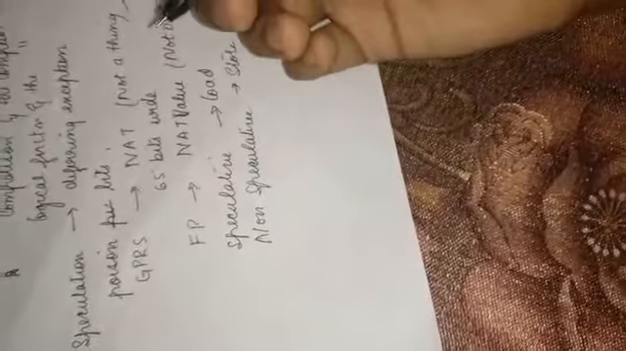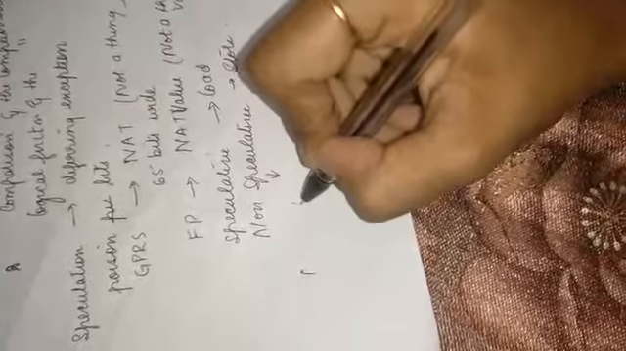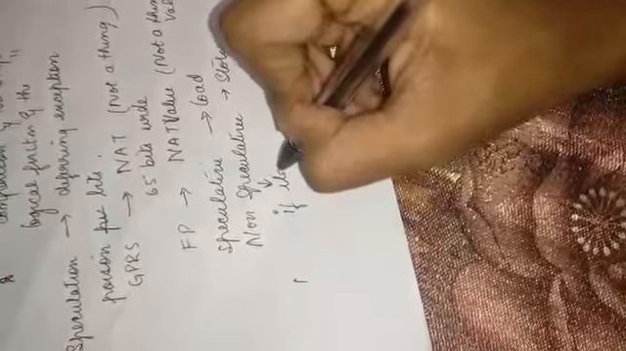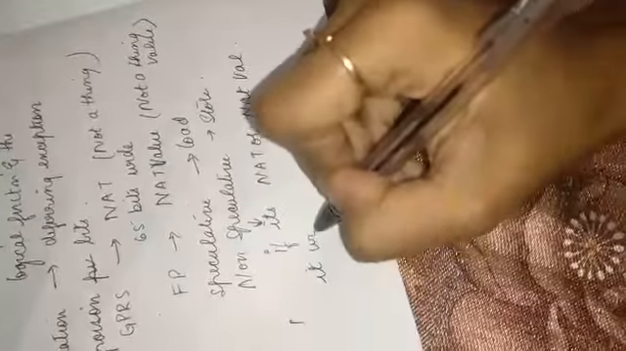So what happens if it's a non-speculative instruction and it generates a NaTVal? Whenever a non-speculative instruction generates NaT or NaTVal, it will generate an exception. And this exception is unrecoverable.